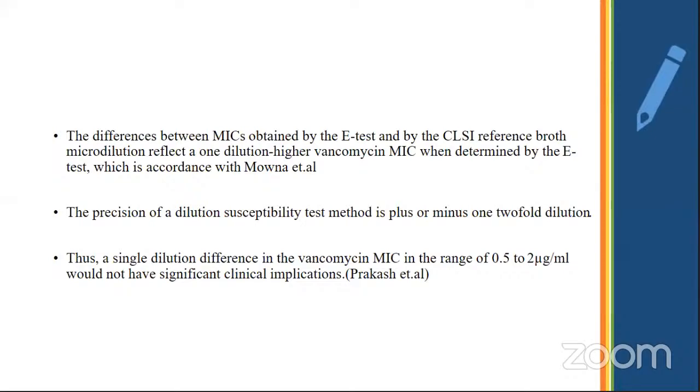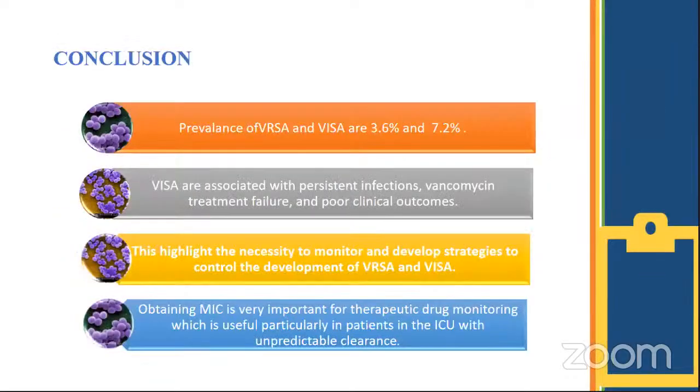The difference between MICs obtained by the E-test and the broth microdilution reflects a one dilution higher vancomycin MIC when determined by the E-test, which is in accordance with Mauna et al. The precision of the dilution susceptibility test method is plus or minus one twofold dilution. Thus, a single dilution difference in the vancomycin MIC in the range of 0.5 to 2 microgram per ml would not have significant clinical implication.